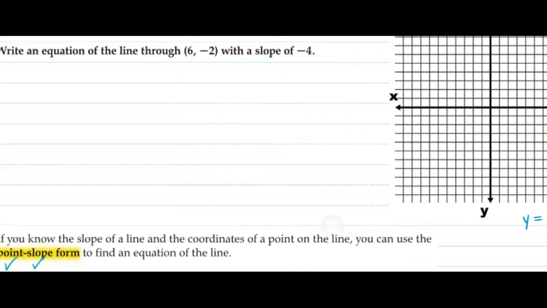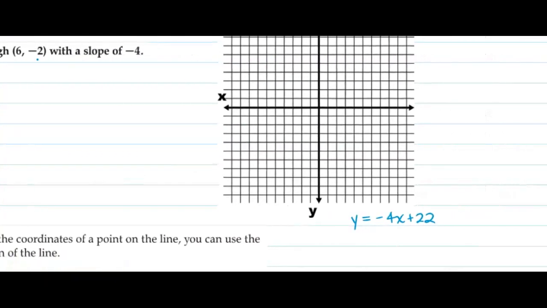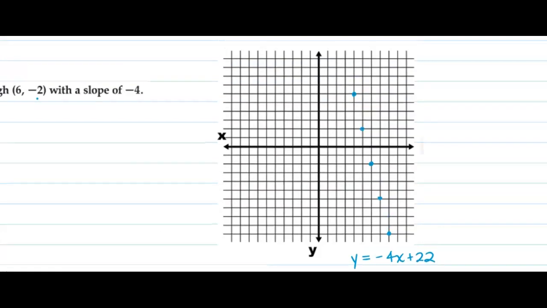And another option is to begin with the information we've been given. We can plot a point, 6, -2. Would be right here. I'm having trouble with my pen today. 1, 2, 3, 4, 5, 6, -2. And a slope of -4 means go down 4, right 1. Down 4, right 1. Or up 4, left 1. Up 4, left 1, and so on.